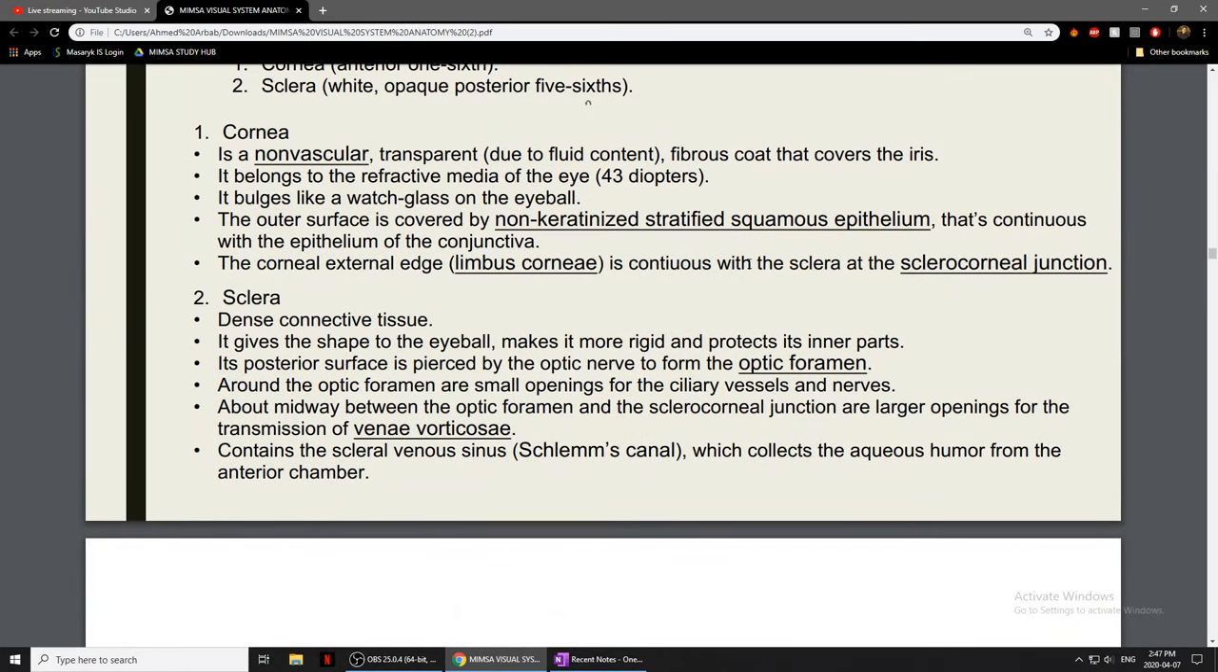And it continues posteriorly with the sclera, and it's so-called sclerocorneal.